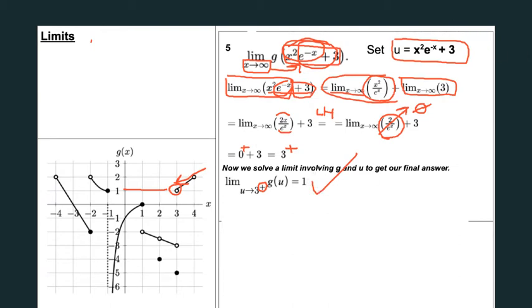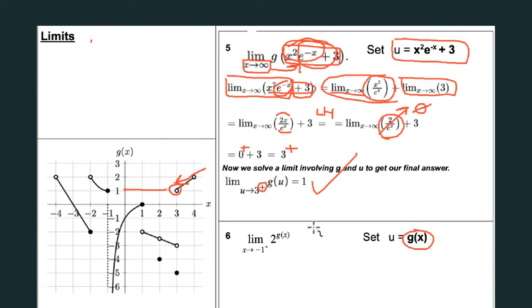Let's try this again with another one. Let's look at number 6. Okay, so what's going to happen here? So this limit says we're going to do the limit as x approaches -1 on the positive side of 2 to the g of x. Well, let's set g of x, because that's the inside. All right, we want to set the inside equal to u.